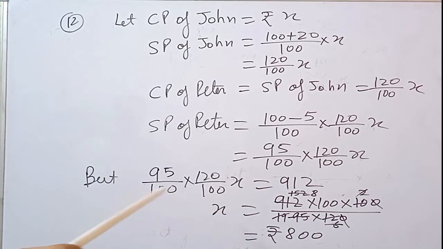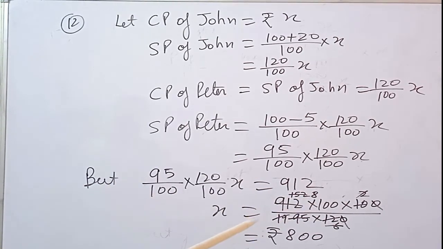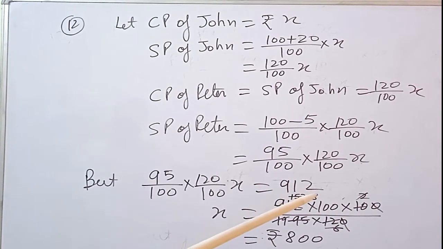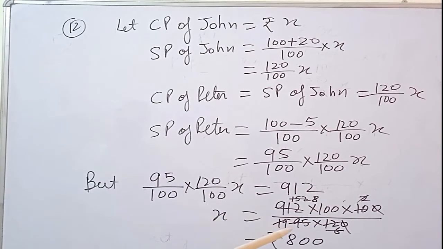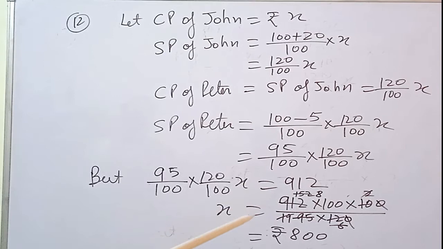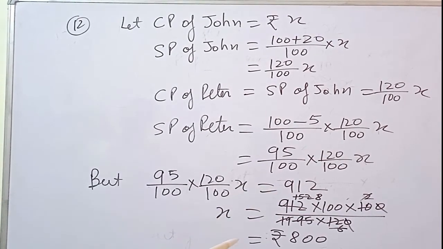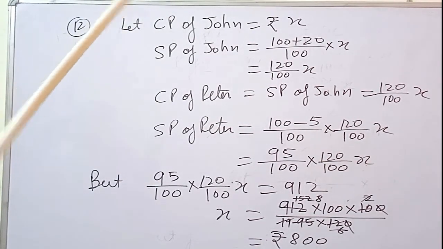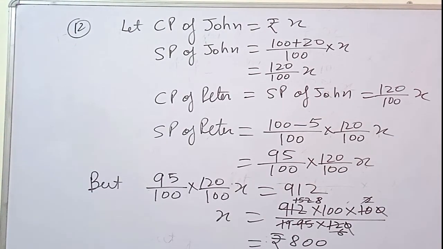Now X equal to 912 into 100 and 100 multiplied, with 95 and 120 in the denominator. Now we cancel it. 5 19s are 95 and 5 to the 10, 10 to 10 we have already cancelled. Now 2 6s are 12 and 912 divided by 6 we get 152. Now 152 divided by 19 we get 8. Now 8 multiplied by 100, that is 800. So X equal to rupees 800. That means the cost price of John is 800. In that manner you will do question 12 of exercise 8B.